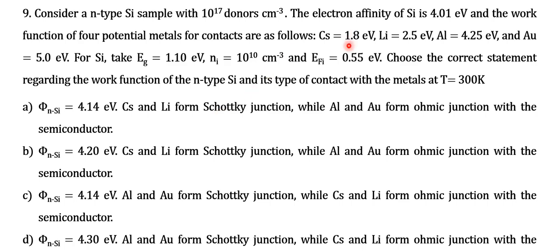And for finding the work function, what all you need is already given to you. Eg is there, Ni is there, EFi is there. So using that, first you find the work function and then you compare the work function of our silicon with the work function that is given here. After evaluating, you will get which of them will form a Schottky junction and which of them will form an ohmic junction. So please first find the work function of silicon and then compare the values.